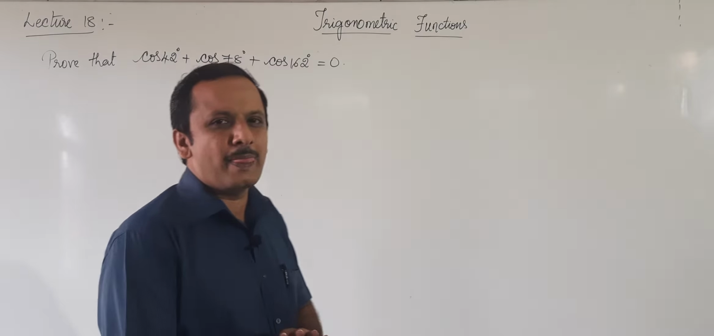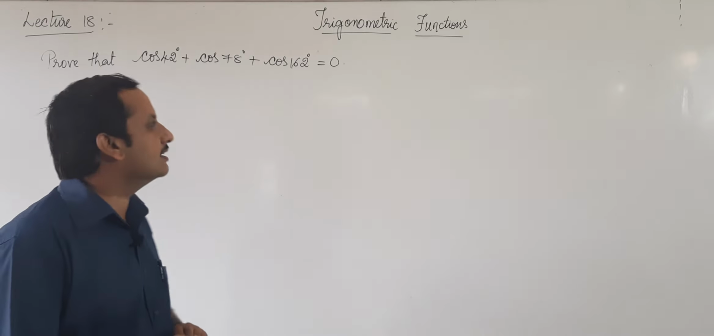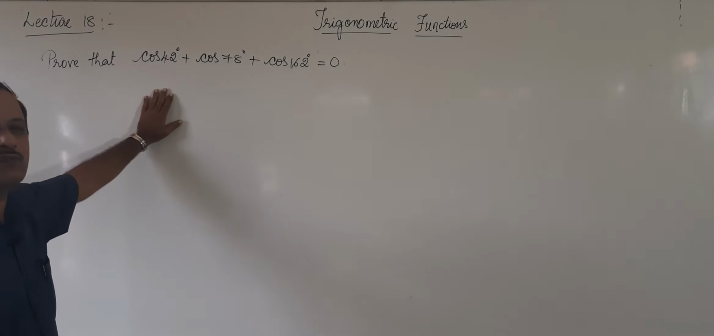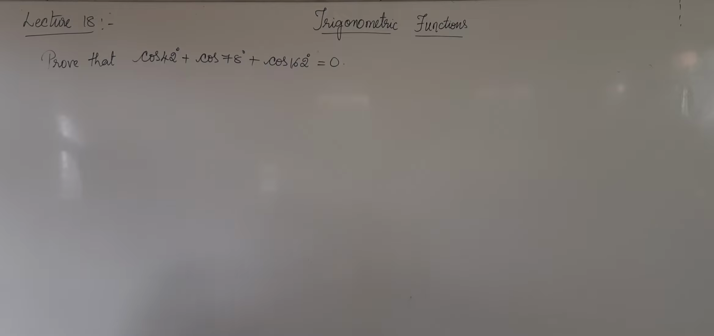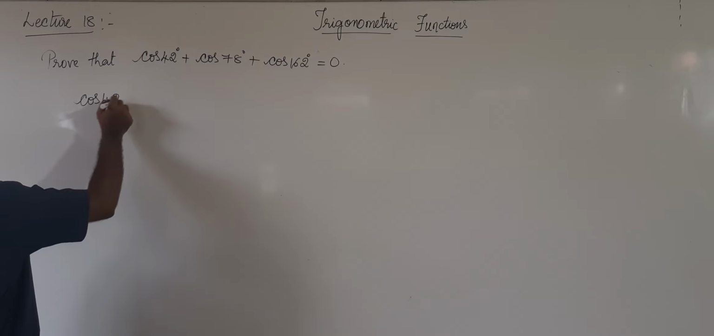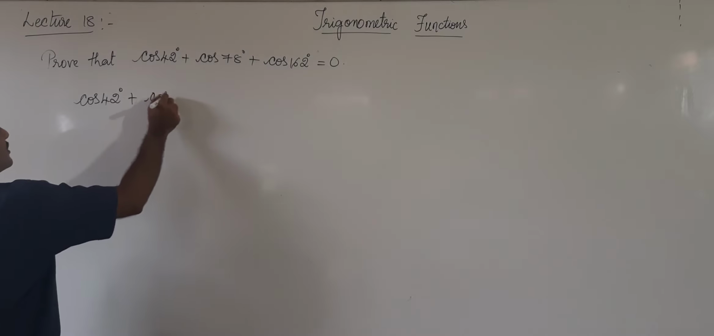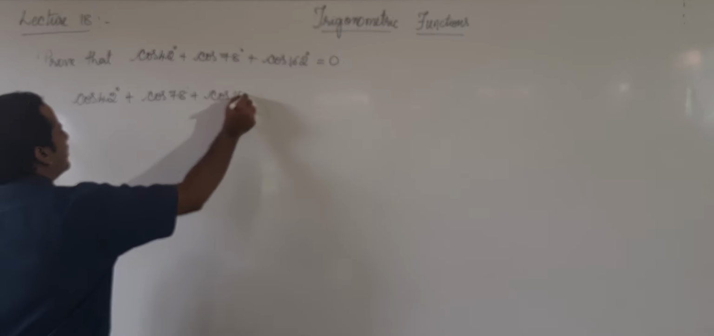Good morning, students. Let's continue our discussion on trigonometric functions. Let us have a look at this problem. Prove that cos 42 degree plus cos 78 degree plus cos 162 degree is equal to 0. Let me take this LHS: cos 42 degree plus cos 78 degree plus cos 162 degree.